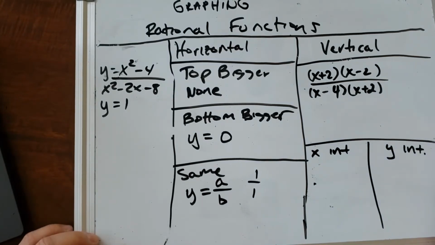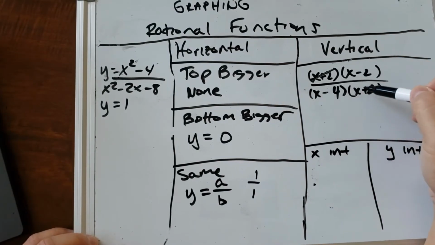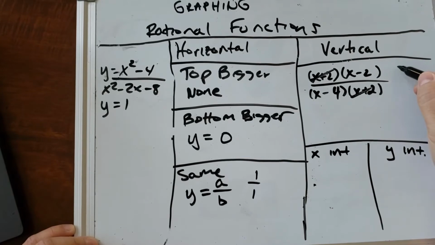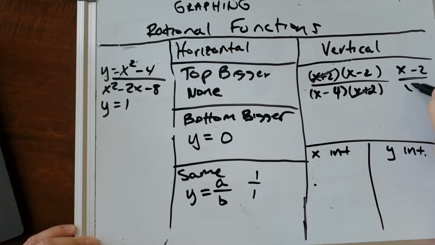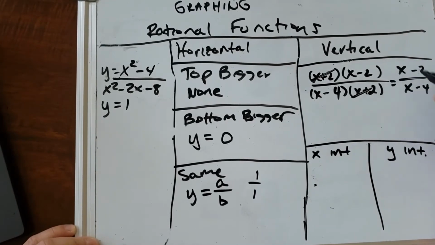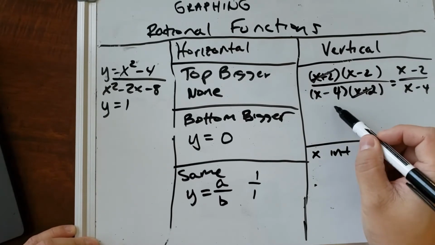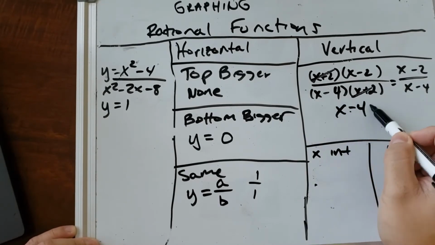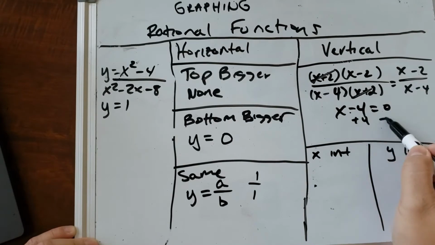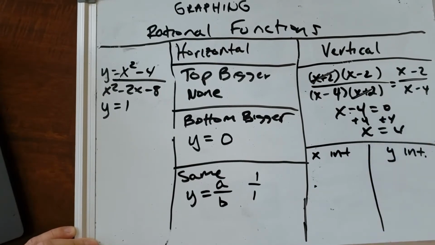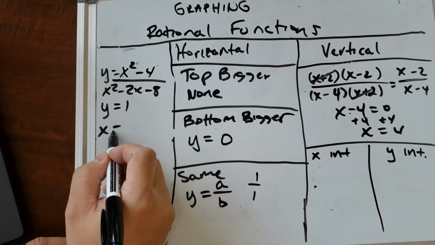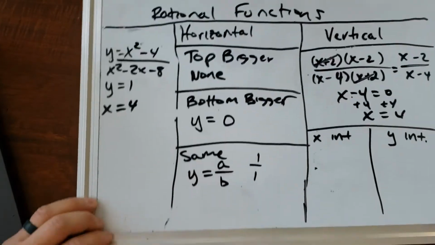And now I'm going to see if anything crosses off. X plus 2 crosses off on both. So that's going to leave me with x minus 2 over x minus 4, okay? And remember, for the vertical asymptote, all I'm going to do is set whatever's on the bottom equals 0. So I'll go plus 4. So x equals 4. So that's going to be my vertical asymptote, okay?